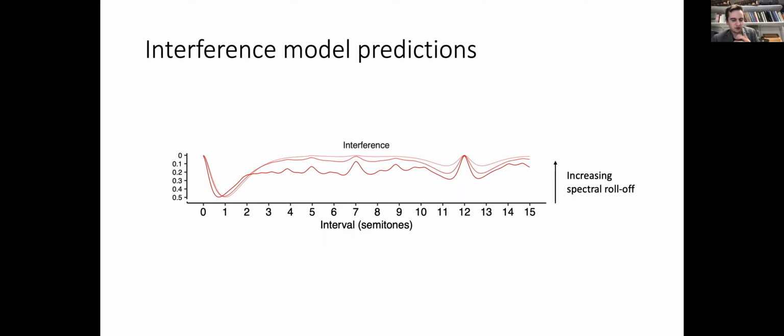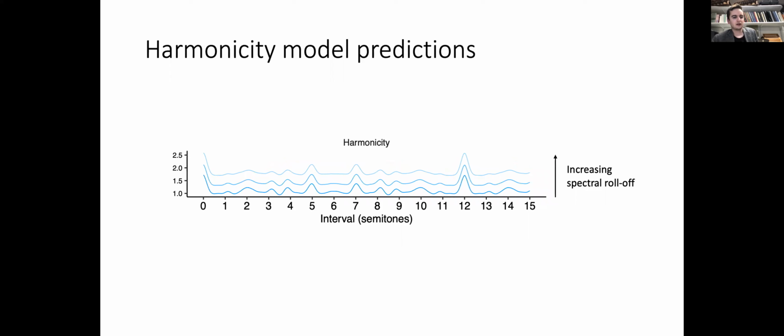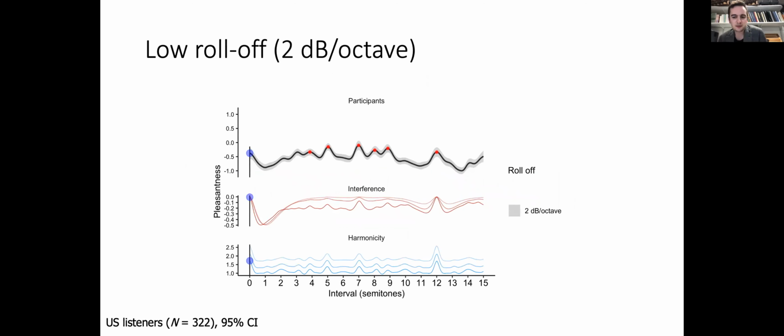The interference model predicts that if we increase spectral roll-off in this way, we'll end up eliminating most of the peaks in the consonance profile because the amplitude of the beating effects that Helmholtz talks about would be reduced. So we see here the bottom line is the original tone with low roll-off, and up here we have a tone with high roll-off. Basically it gets flat. In contrast, the harmonicity model disagrees. It predicts that these peaks are going to remain even as we increase spectral roll-off. But let's see what our participants think.